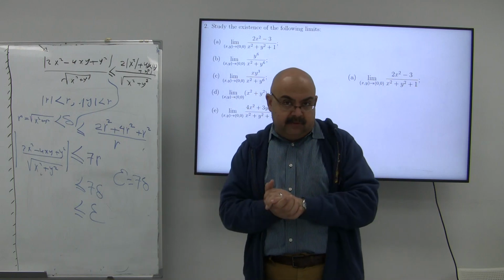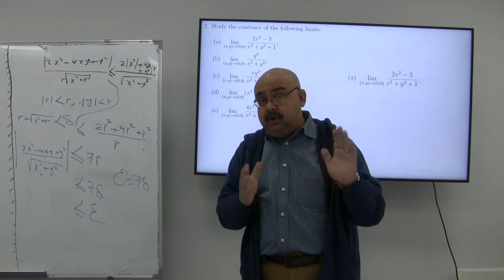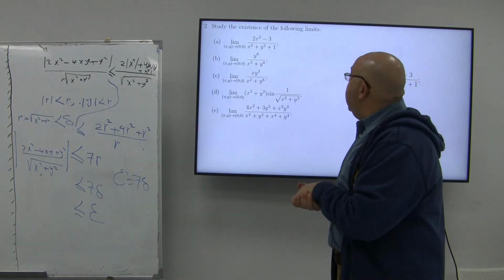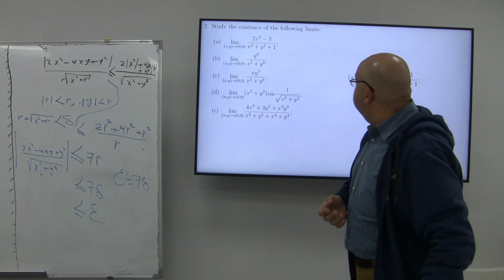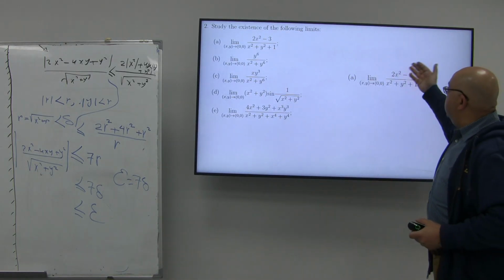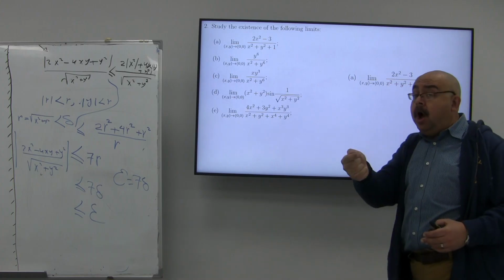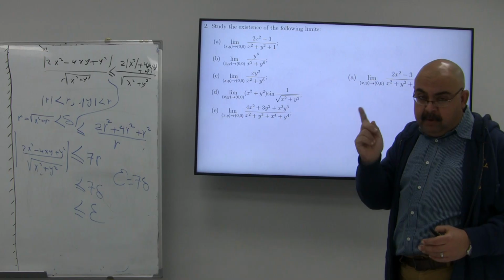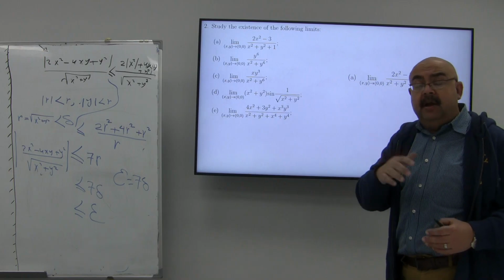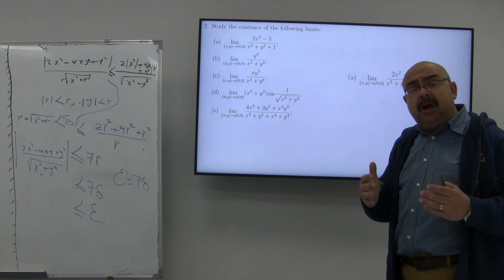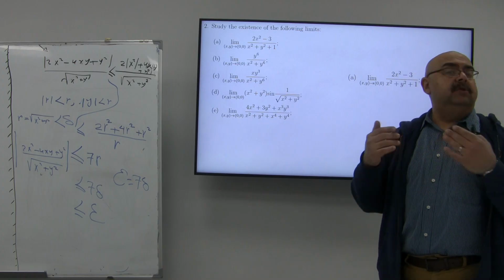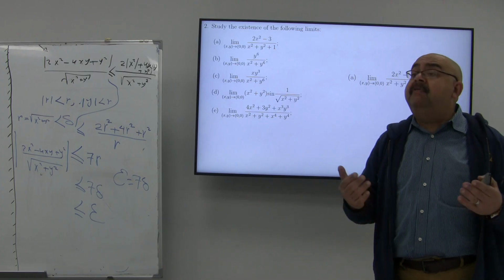Various curves. But here, we will start the process from the beginning. Let me try with the first problem, number A, which is (2x² − 3)/(x² + y² + 1). Before you try various paths, remember my words: just try to substitute. You may find the value.